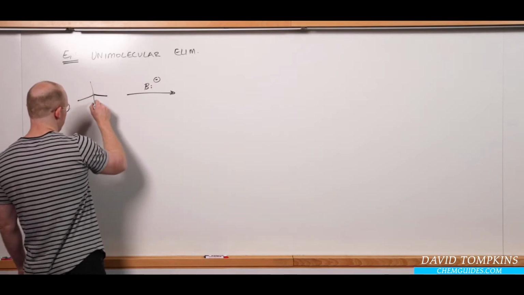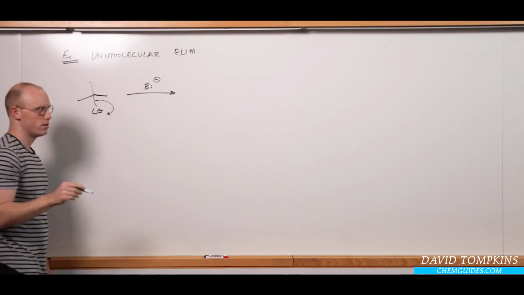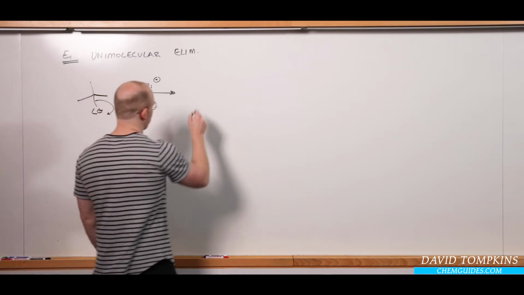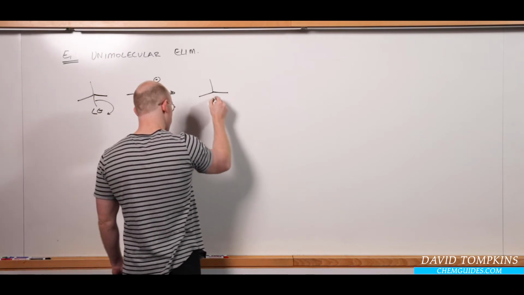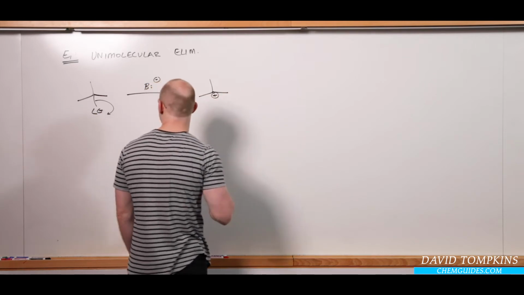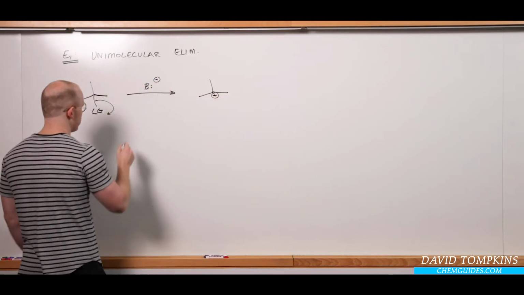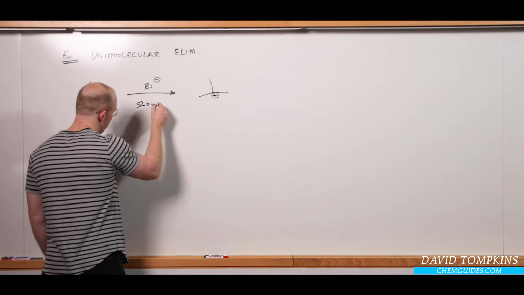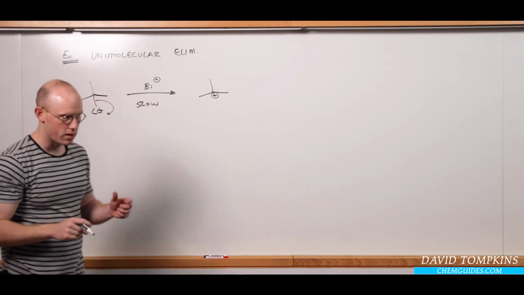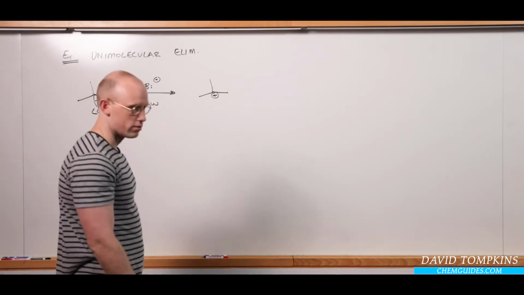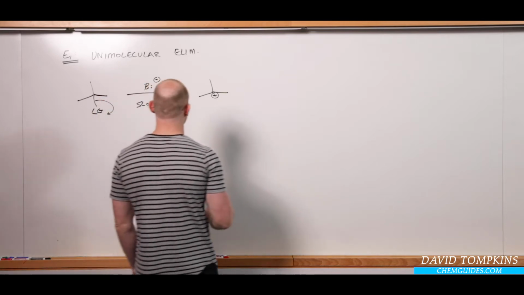And step one, similar to SN1, is ionization of the carbon leaving group bond to give a carbocation. And we know that endothermic process of cleaving a carbon leaving group bond is slow to yield a carbocation that has no octet.